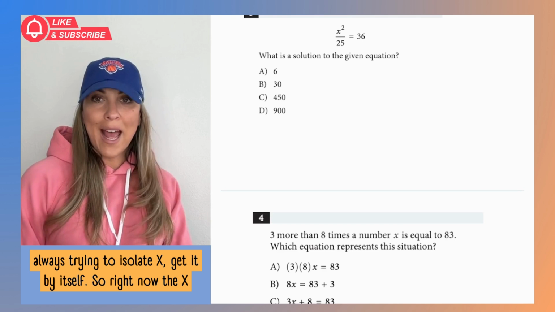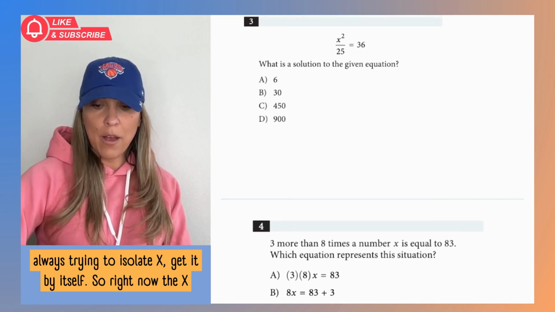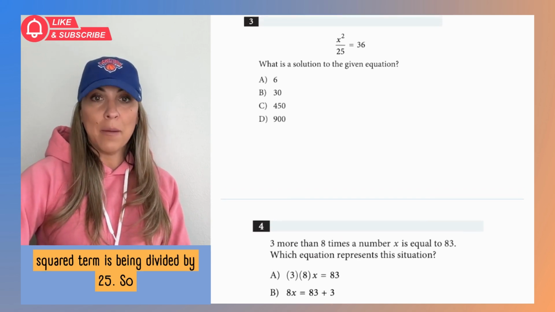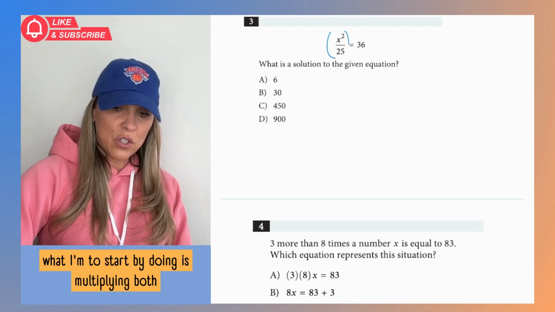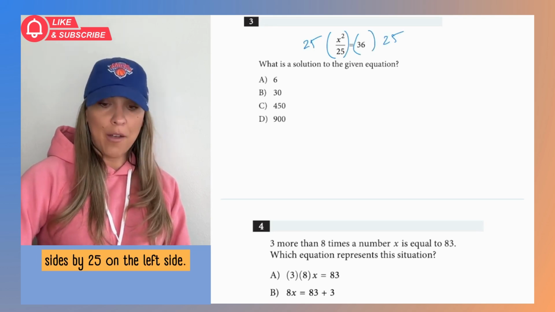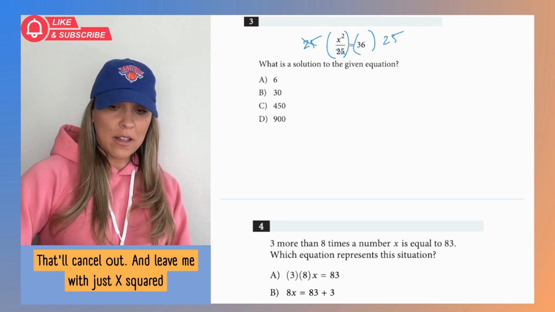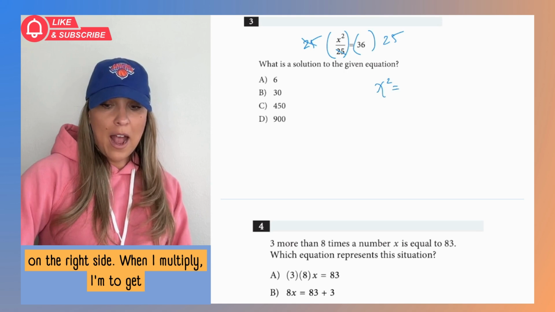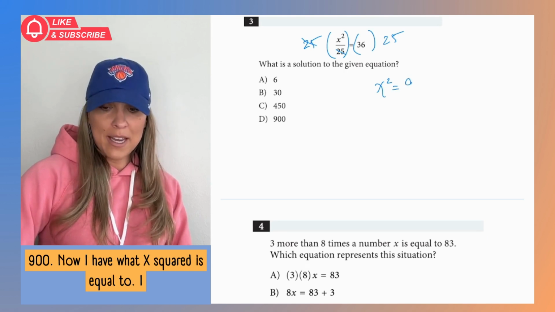So you're always trying to isolate x, get it by itself. Right now the x squared term is being divided by 25. So what I'm going to start by doing is multiplying both sides by 25. On the left side, that'll cancel out and leave me with just x squared. On the right side, when I multiply, I'm going to get 900.